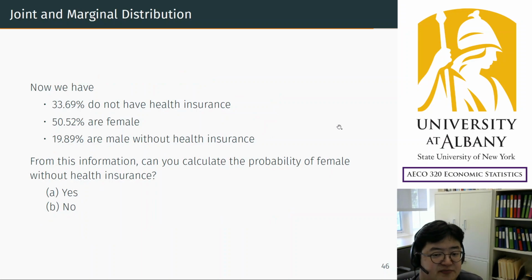Then how about this? Now I'm going to give you another one. So the first two informations are the same, but I'll give you an additional one: 19.89% are male without health insurance. Seemingly unrelated information, but does it help? Would it help or not? If you are mathematically smart, maybe you can try the algebra as I did before and see if you can handle that.